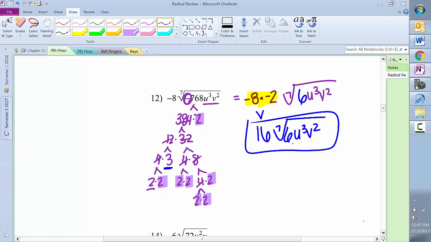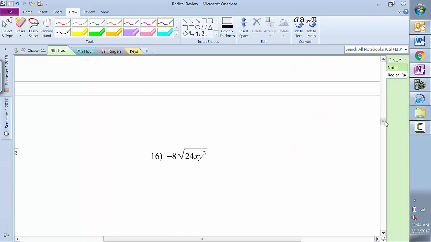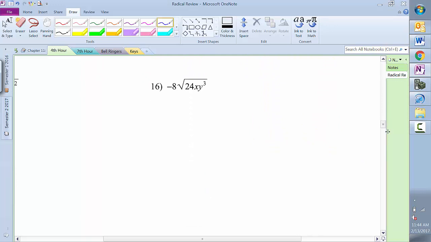Okay, next one we're doing is 16. Go ahead and break down this for me. Remember, when there is no index, there's an imaginary 2. Break it down for me.